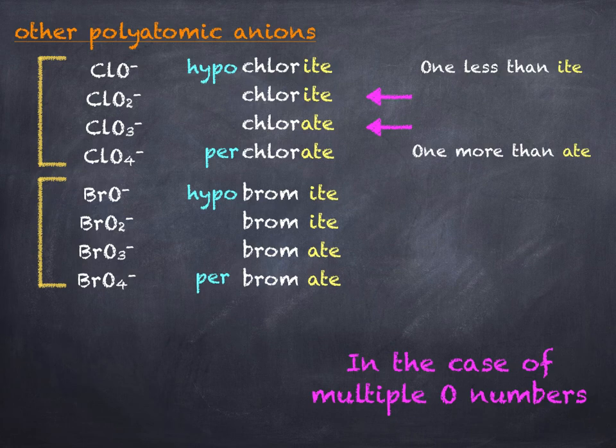And same thing goes for Br, the oxides of Br, so it can be BrO minus, BrO2 minus, BrO3 minus, and BrO4 minus. The middle 2 would be the regular case of bromite and bromate. BrO minus would have 1 oxygen less than BrO2 minus, so it would be hypobromite, and then BrO4 would have 1 oxygen more than BrO3 minus, so it would be perbromate.